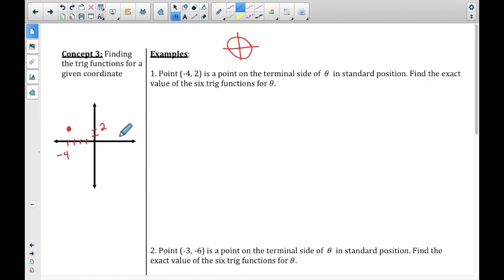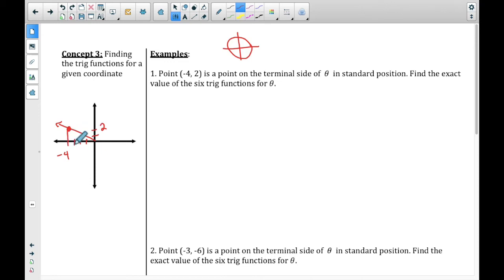And so if I go to my graph and I plot the point negative 4, 2, here's my point, negative 4, 2. I want to find the exact value of the trig functions for theta. Well, what is theta? So we need to think about what is theta. First of all, we're going to draw a ray back to the origin, and that's showing that that is our angle. And whenever we do these kind of problems, we are always going back to the reference angle.